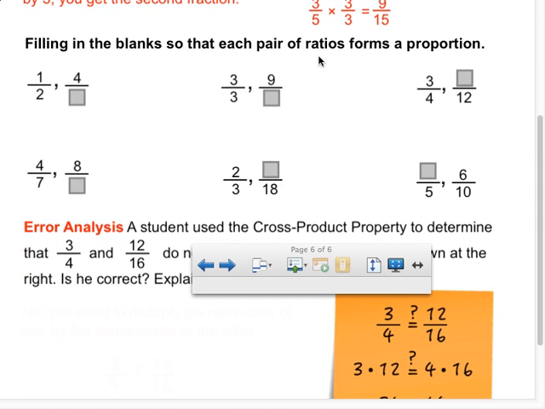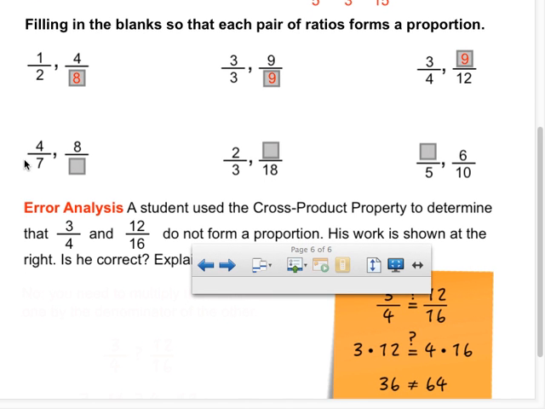Okay, filling in the blanks so that each pair of ratios forms a proportion. What do I need here so that these two ratios form a proportion? Somebody I haven't heard from, Terrell. 8, very good. What about this one? What needs to be in this box here so that these two form a proportion? Olamide? 9, very good. What about this one right here? What needs to be in that box so that these two form a proportion? Abu? 9. 9 again, yes.